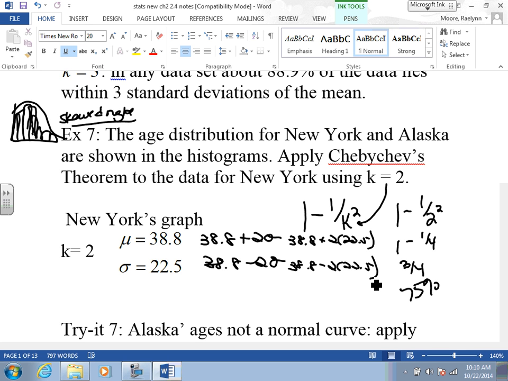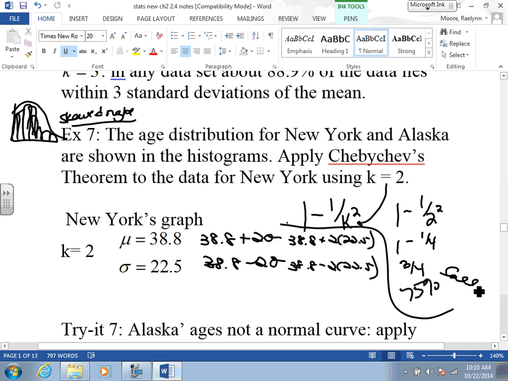So 75% of this data is going to fall between the two numbers we come up with. Whatever the K is, you multiply it by the standard deviation and add it to the mean. Because right now we know 75% fall 2 standard deviations away from the mean, but we don't know what those values are yet. So the same way we do your curve, we put the mean here. What's the mean? 38.8. We add 22.5, and we subtract 22.5. It's either going to be a 2 or a 3.